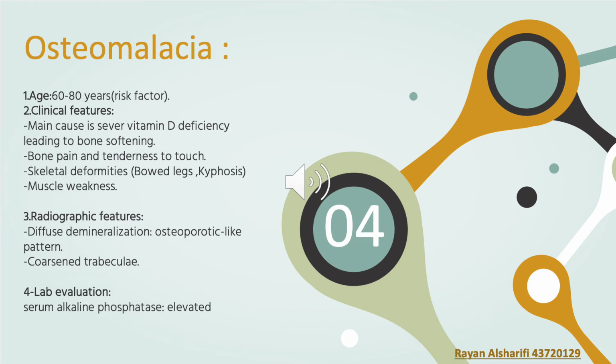The fourth differential diagnosis is osteomalacia. The common age group is between 60 and 80. They are at more risk of having osteomalacia.